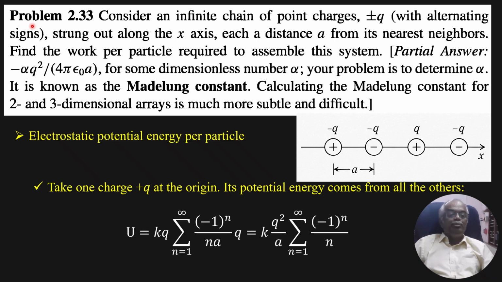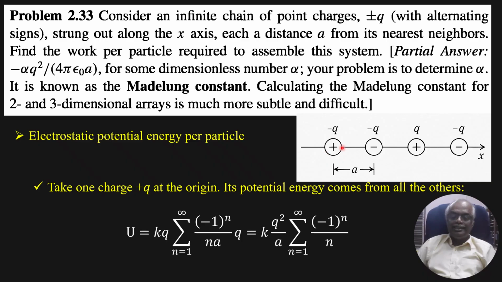Next problem is problem 2.33. Consider an infinite chain of point charges plus or minus q with alternating sign strung out along the x-axis, each a distance a from its nearest neighbor. Find the work per particle required to assemble this system.